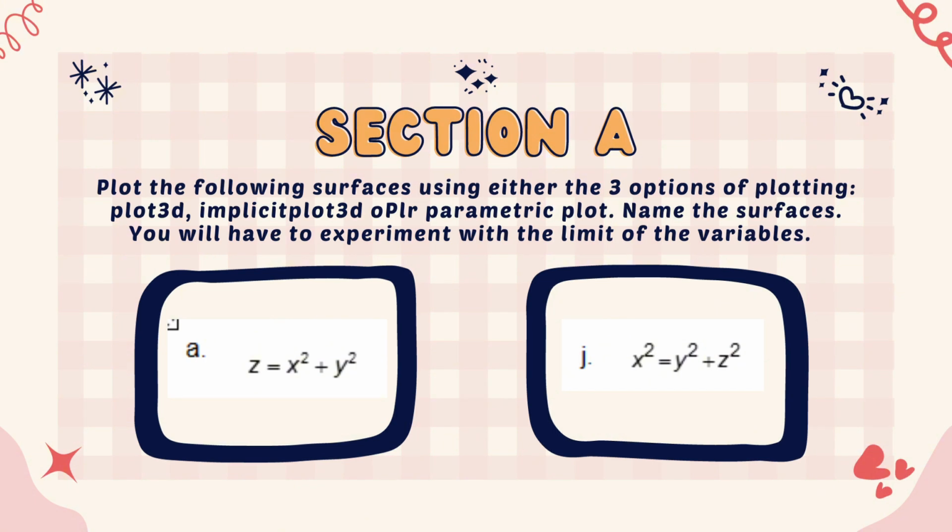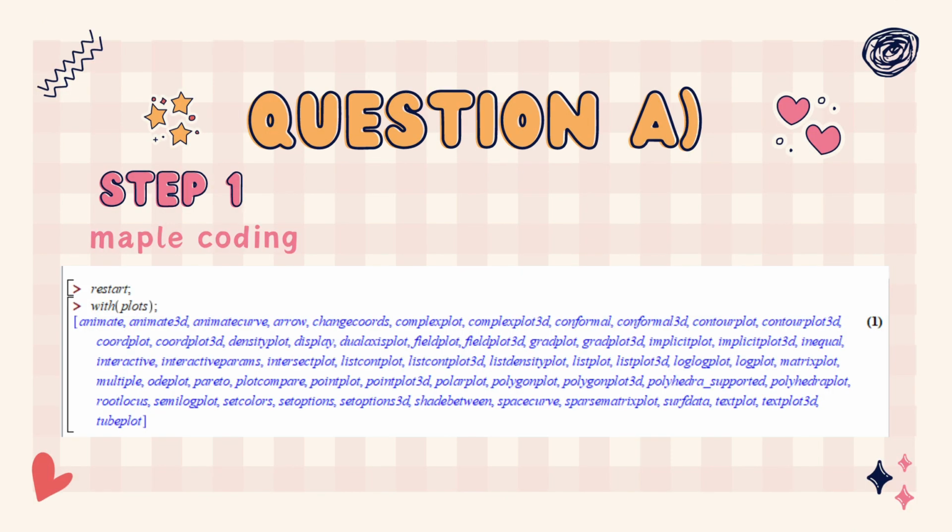For this section, I have chosen two questions. The first one is A, z equals x squared plus y squared, and J, which is x squared equals y squared plus z squared. Now, let's discuss the first question.